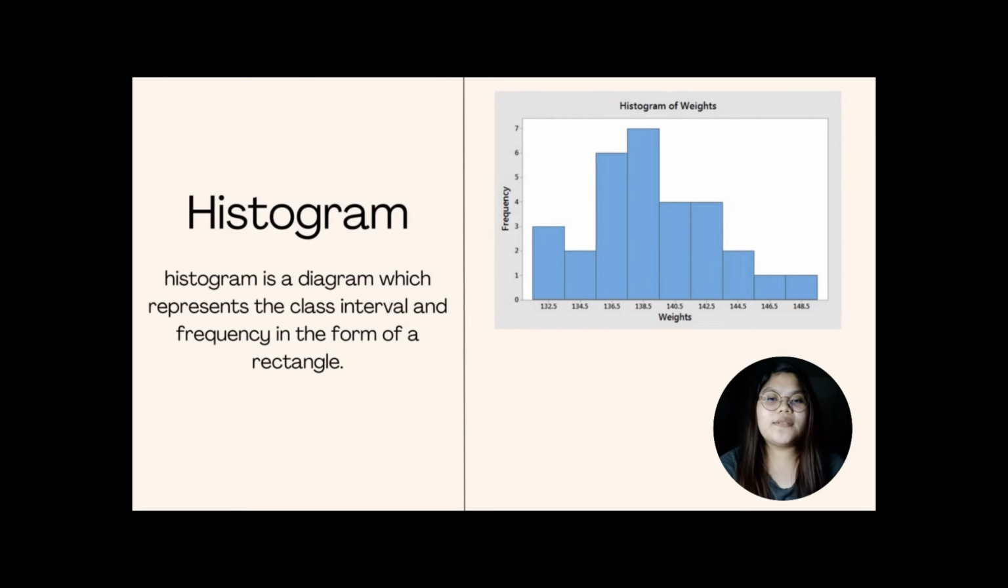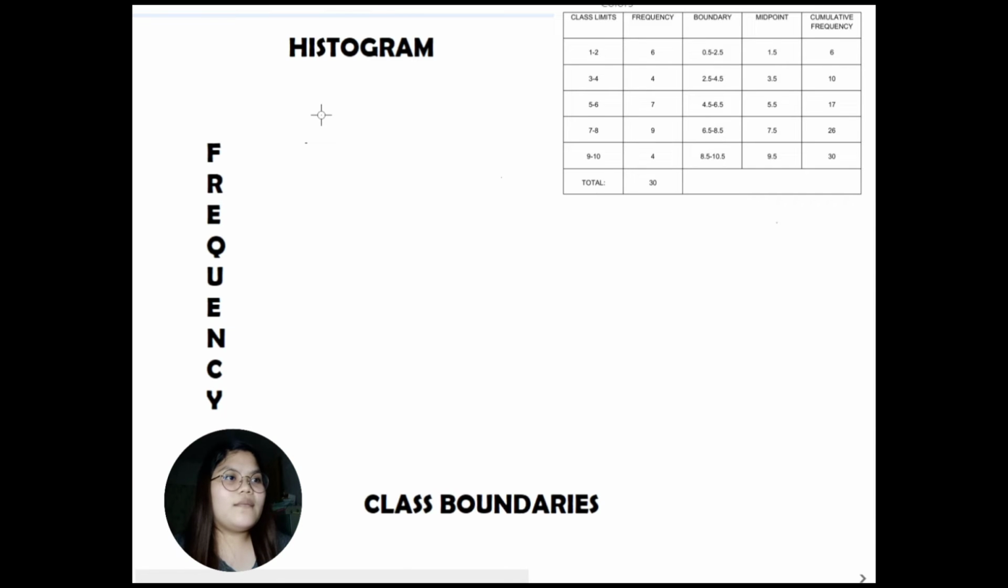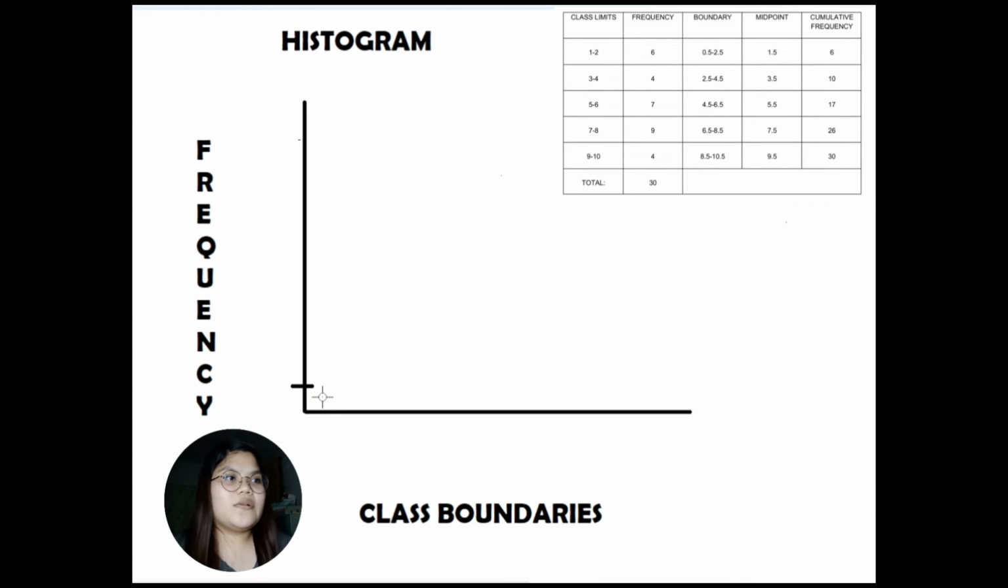So histogram is a diagram which represents the class interval and frequency in the form of rectangles. To construct a histogram, we need to use the class boundaries and frequency. To make a histogram, first we need to draw a vertical line which is the y-axis, and then a horizontal line which is the x-axis. So the frequency goes to the y.